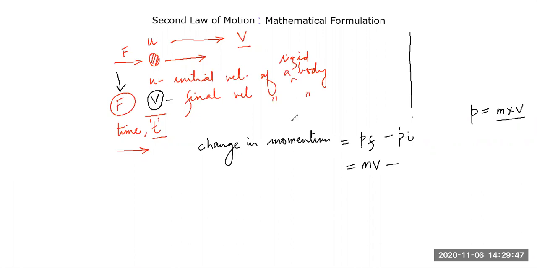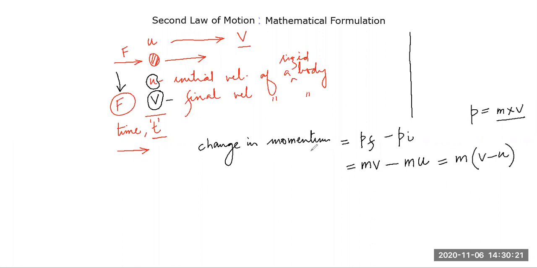Minus what is initial momentum? u is the initial velocity. I am asking, what is the initial momentum? m into u. Correct. So what is change in momentum? Final momentum minus initial momentum. This is equal to, can I take m common? So it is m(v minus u). Good. I got the change in momentum.